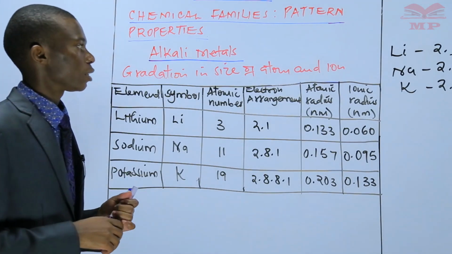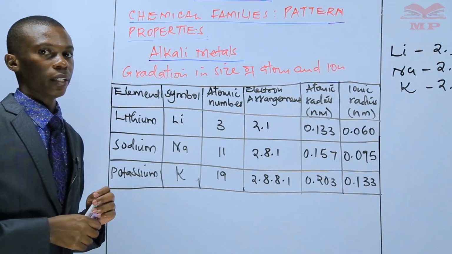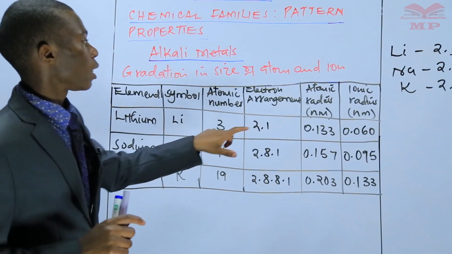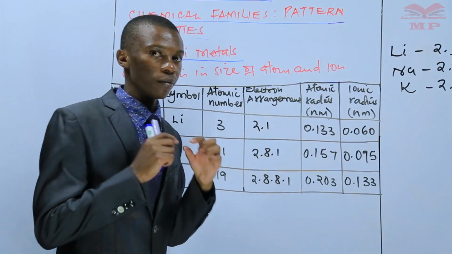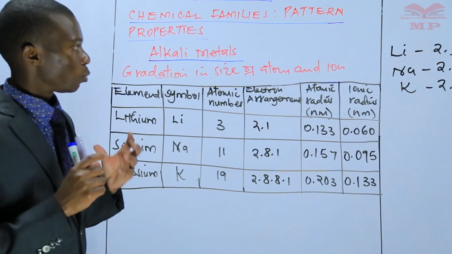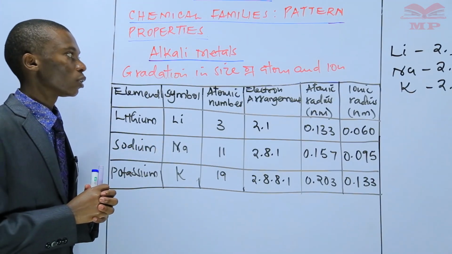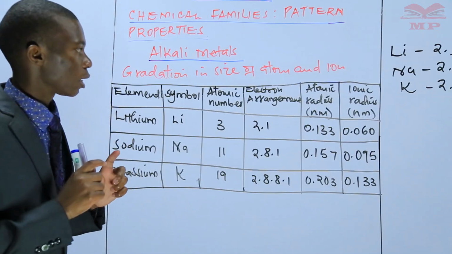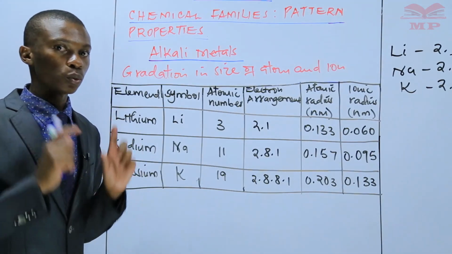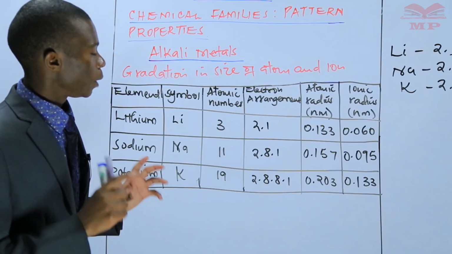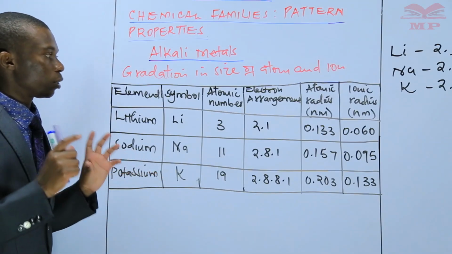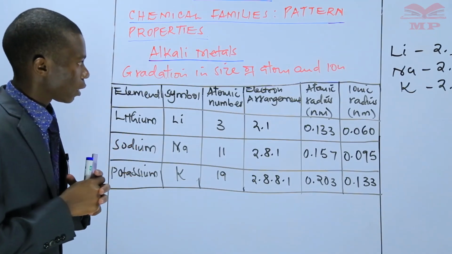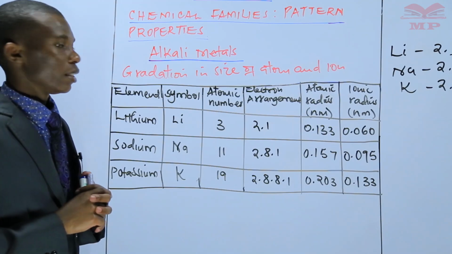Then we look at the atomic radius. The sizes of the atom and the ion are too small, and hence you cannot measure them in the laboratory. You can see the units of measurement are nanometers. Nanometers are very small units. It's too difficult to measure them because their sizes are too small, unless under special conditions. So the atomic radius is measured in nanometers.